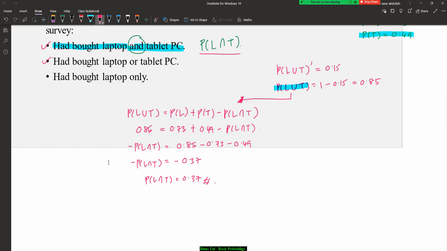And the last one, bought laptop only. Let me use another color. So, probability of L. We have probability of L.